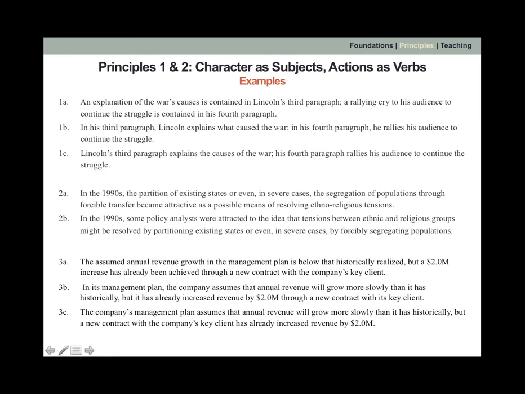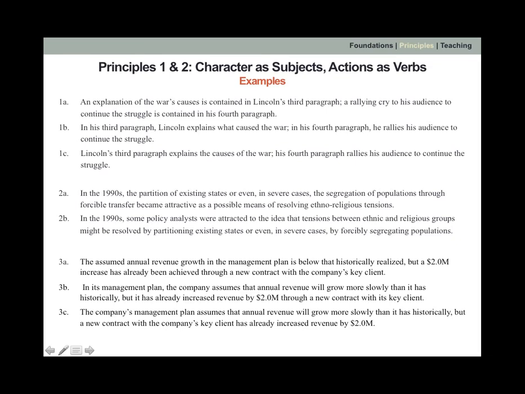Most readers of the sentence, most people talking about the Gettysburg Address, would want to talk about Lincoln and his ideas. But if one were, say, an English professor or a rhetorician, one might want to talk about the text itself. So we could have a sentence like this where the subject is not Lincoln, but the subject becomes Lincoln's paragraph. So Lincoln's third paragraph explains the causes of the war. This is still a more clear version than the first sentence, because paragraph is a more concrete and visualizable entity than this entity here of an explanation of the war's causes.